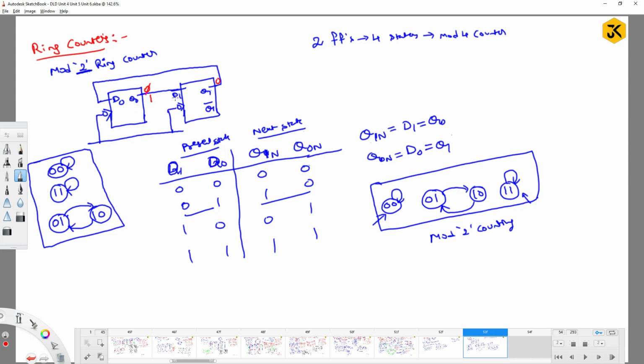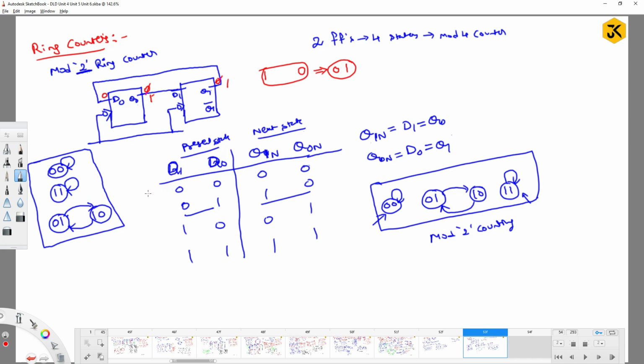For the first clock signal, 1 0 are the inputs, that's okay. But if I apply the next clock signal, what will happen? This 1 will be produced at this point and this 0 will be got at this point, right? Then if I apply the clock signal, you are going to get 0 1. So this is where 1 0 you are going to get as 0 1.